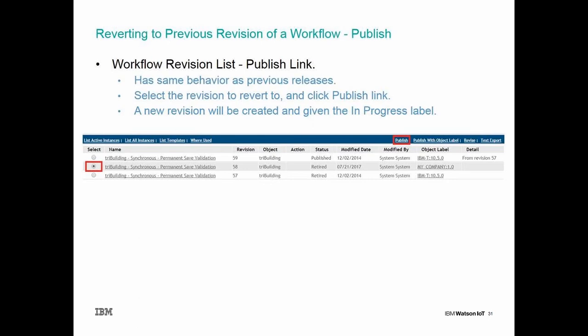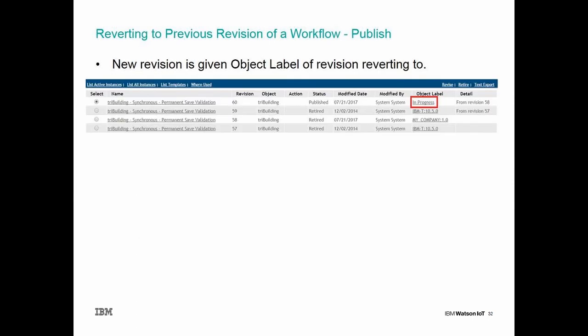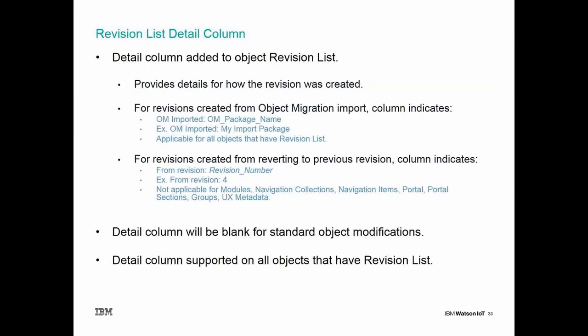So when the Publish link is clicked, the new revision will be given the in progress label and not the object label of the revision reverting to. And once again, this behavior has not changed since the previous release. So the screenshot shows the new revision is given the in progress label.